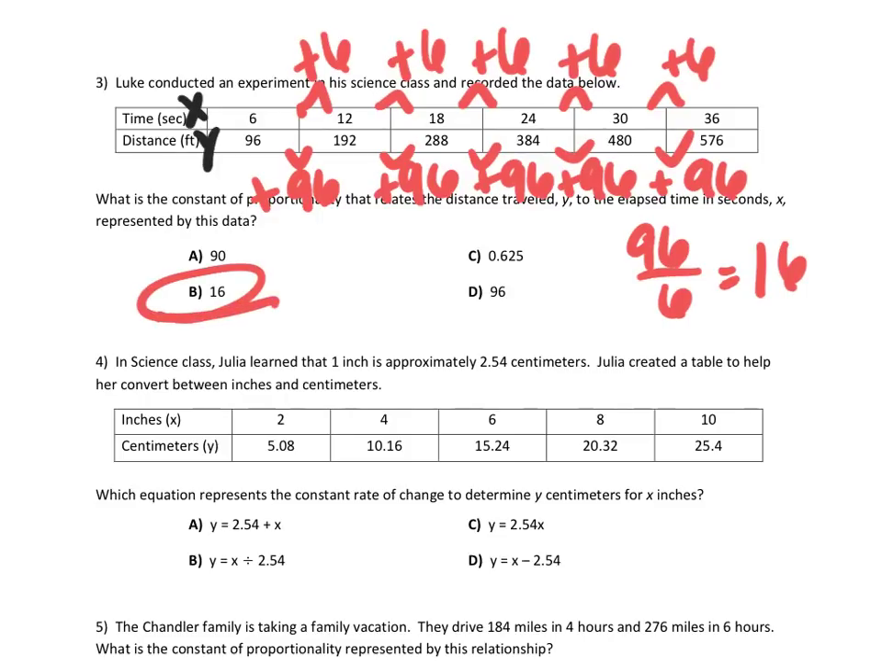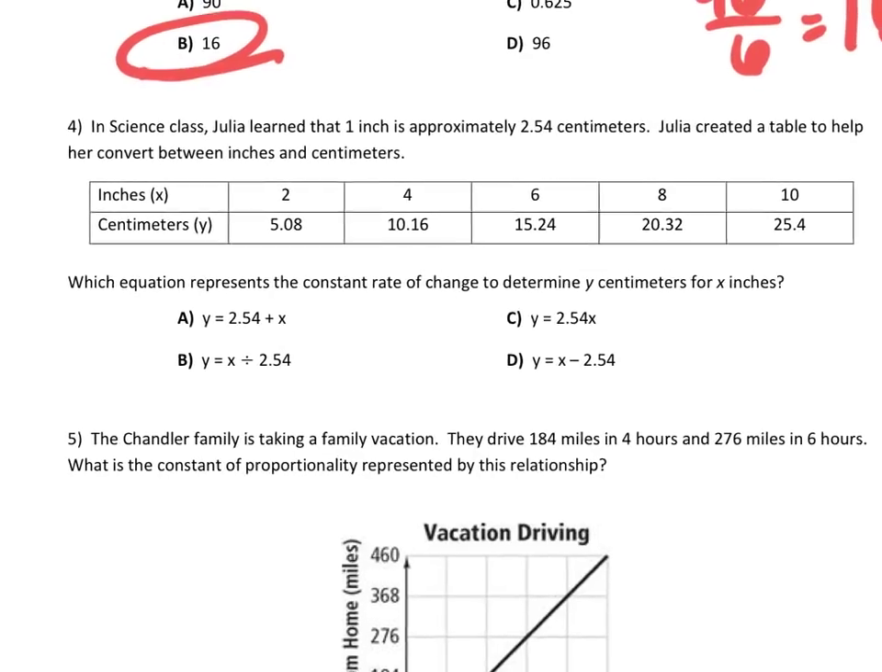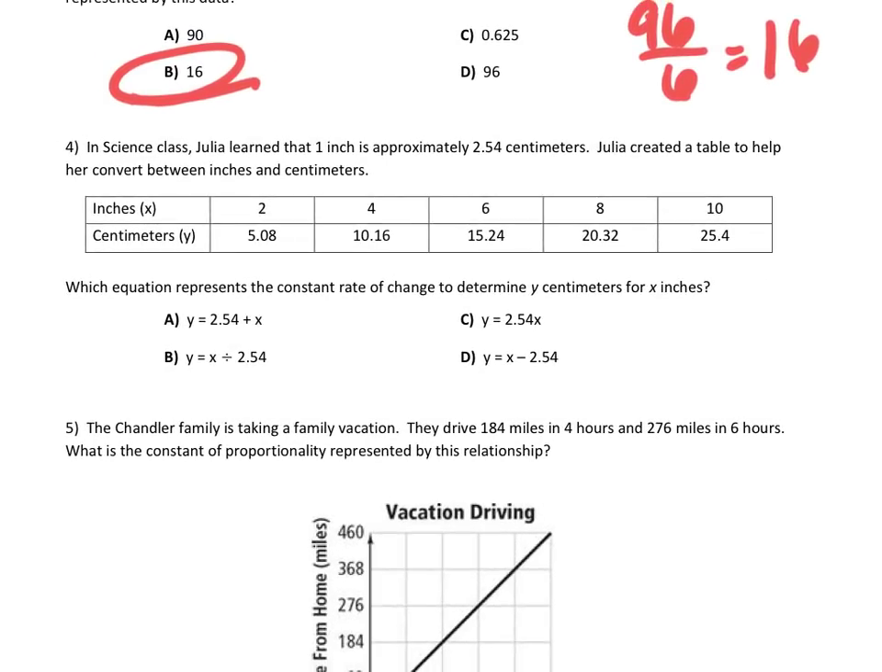Okay, number 4. In science class, Julia learned that 1 inch is approximately 2.54 centimeters. Julia created a table to help her convert between inches and centimeters. Which equation represents the constant rate of change? We're going to go through. You ready? Oh, this is X, this is Y. It even labels it for you. Look.